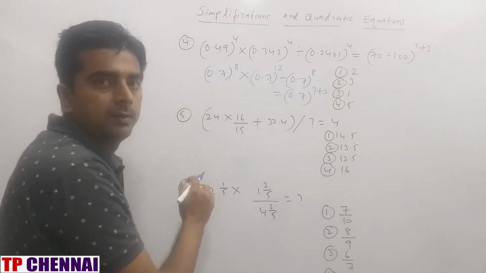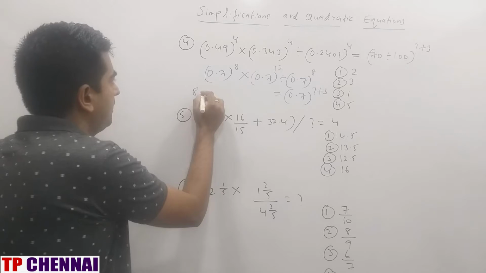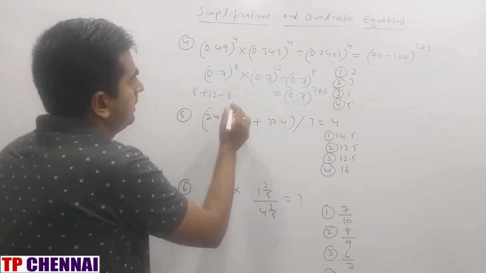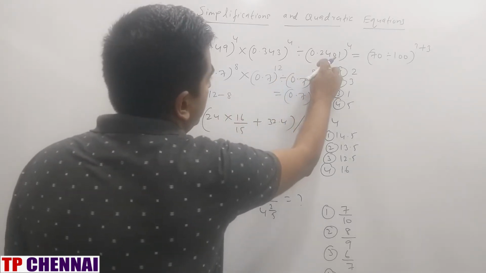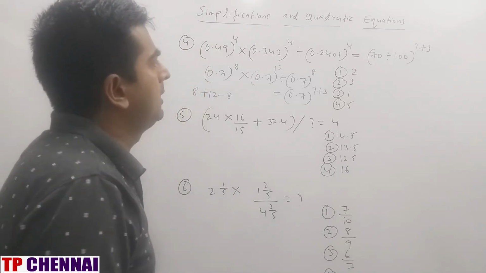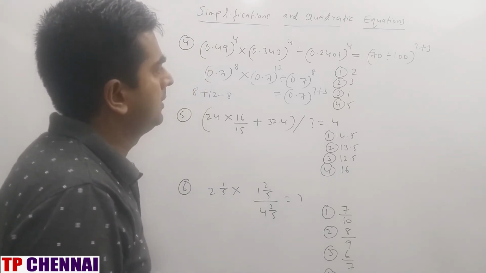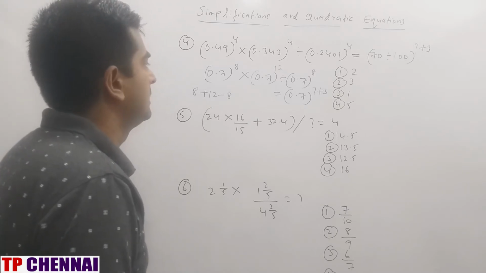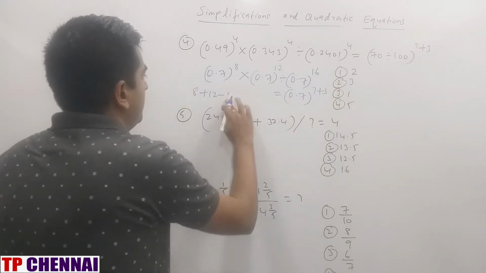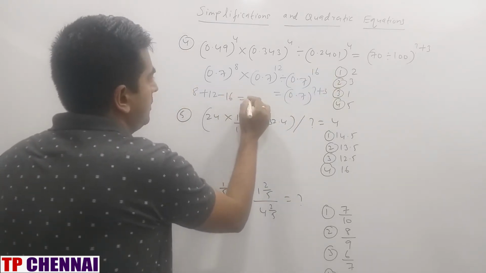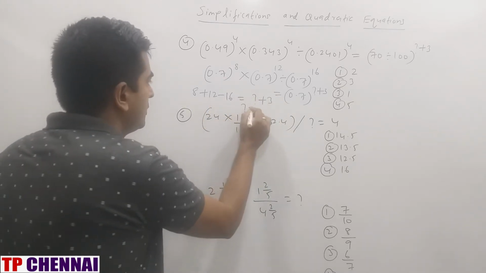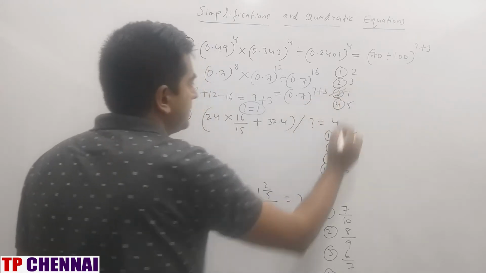Now everything is in terms of 0.7, right? So this will be 8 plus 12 minus 8, right? So this is 0.7 power 4, and 0.7 whole square, right? So this will be how much? 16 will come, sorry, here 16 will come. Is equal to question mark plus 3. 20 minus 16 is 4, 4 minus 3 is 1. Question mark is equal to 1. My answer is third option.